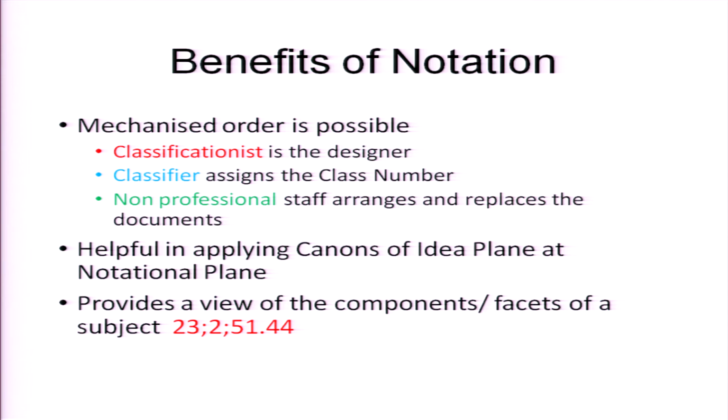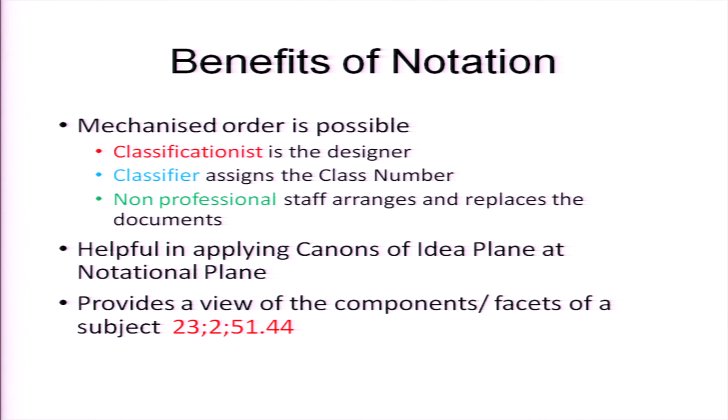Another benefit of notation, it helps us to mechanize the order of subjects. You all know that the classification that is done in libraries is done by different sets of people. There is a set of people who are called classificationists who design schemes of classification. Designing a scheme of classification is highly skilled work which involves a lot of knowledge in a particular discipline. You need to know about the different branches of knowledge. Only those people design schemes of classification. They are called classification designers, classificationists, as Ranganathan had given the term.